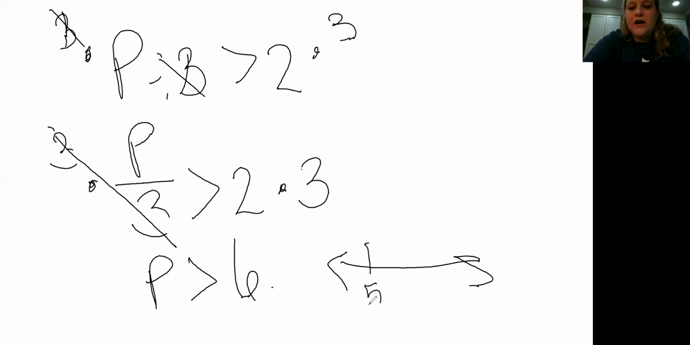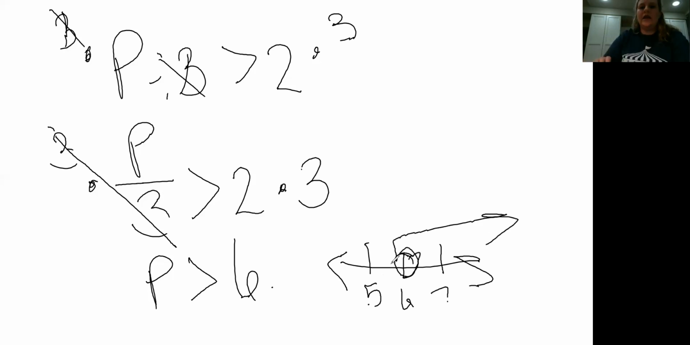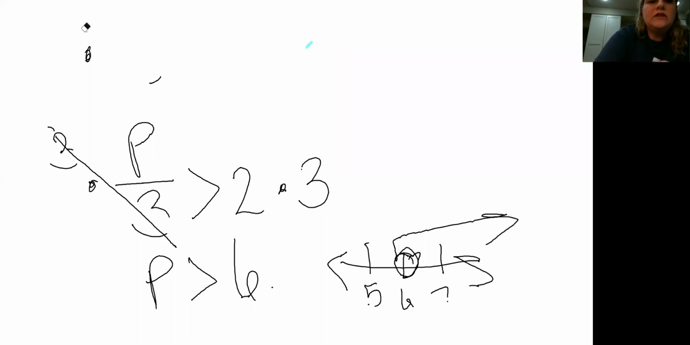So here we have 5, 6, 7. We're not including 6, so it's an open circle. And everything to the right, greater than. Pardon me. So for a couple of these, you're still going to need to do 2 steps.